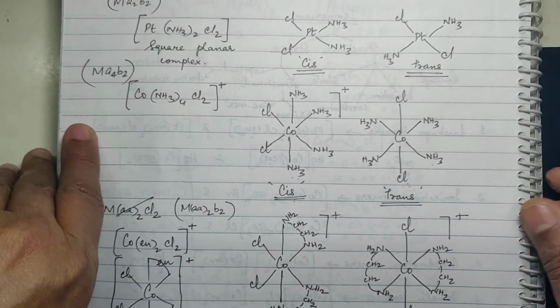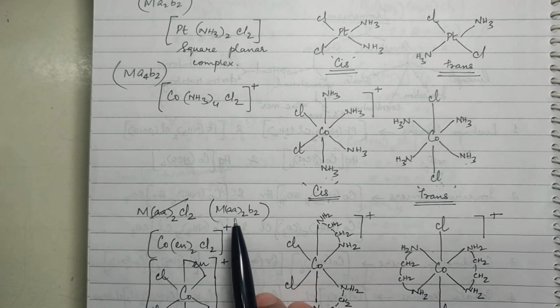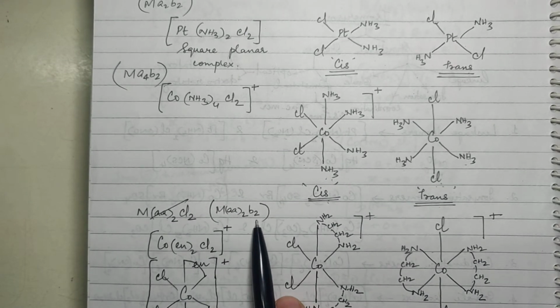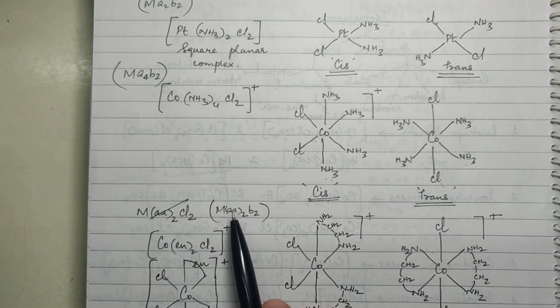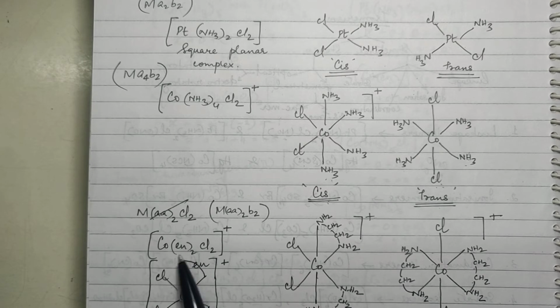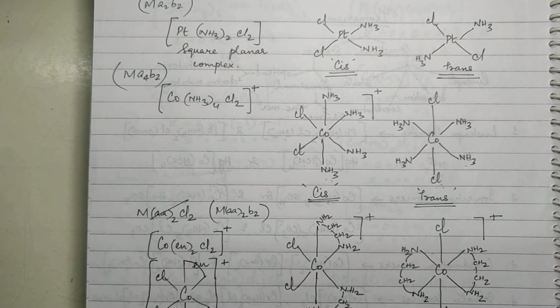Now if you are having a complex of the kind M(AA)2B2. Now what is this AA? It is a bidentate ligand. Say for example, [Co(en)2Cl2].